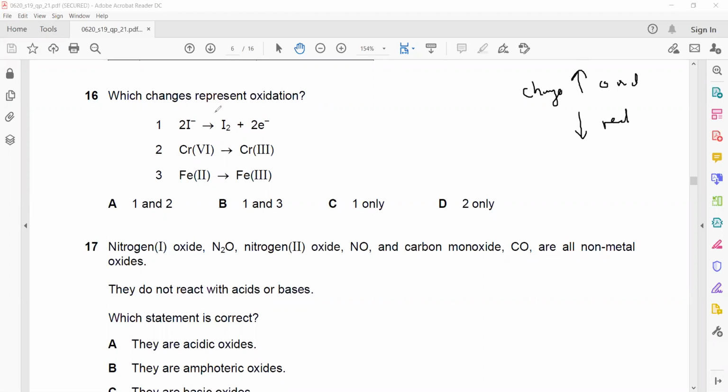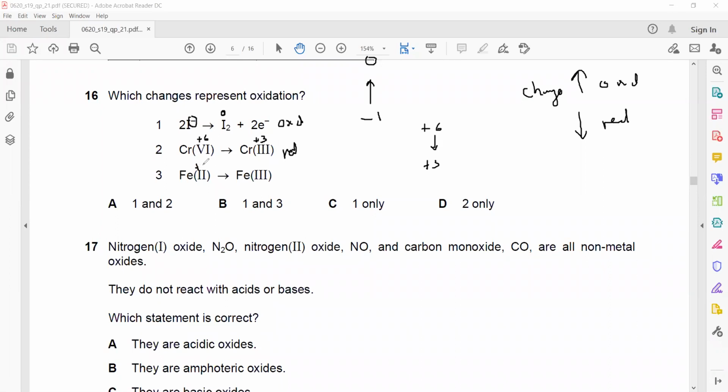Now, see what is the charge here for iodine? -1. What is the charge of an iodine molecule? Elements do not have any charge, so it is 0. So -1 becomes 0. What is this change, increase or decrease? Increase. So this is oxidation. Then when you check chromium, it is +6 changing to +3. What is this change? Reduction.